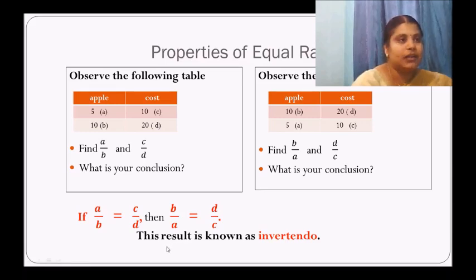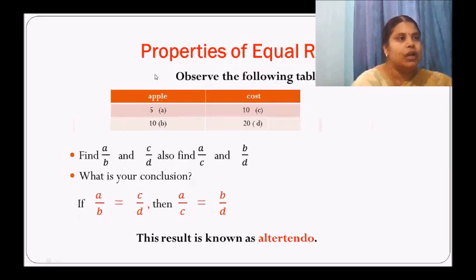The next result in properties of equal ratio. Observe the same table we have seen previously. We previously calculated A by B and C by D, which is equal to 1 by 2. Now calculate A by C and B by D. Here we also get the result 1 by 2. From this our conclusion is, if A by B is equal to C by D, then A by C is equal to B by D. This result is known as the alternendo law.